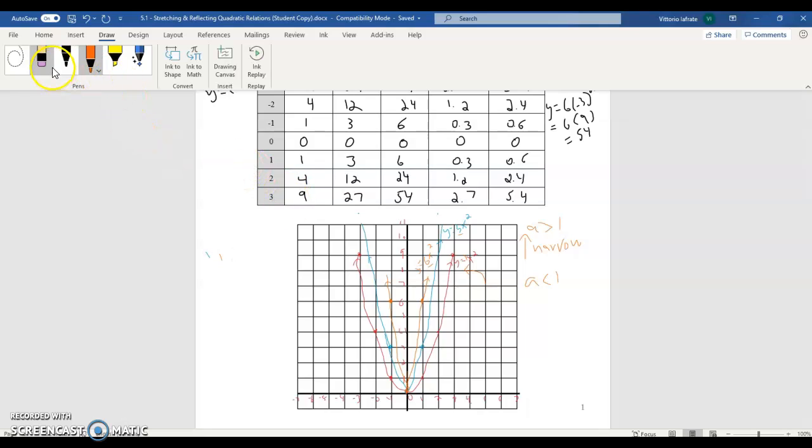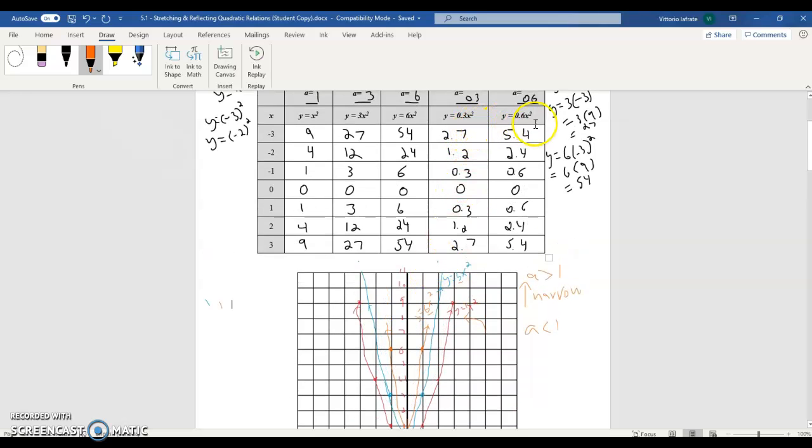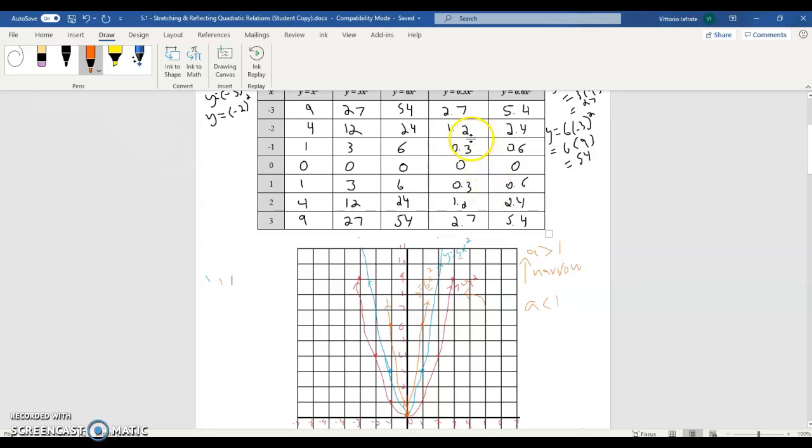This is lesson 5.1 part 2. What we're going to do now is leave our y is equal to x squared plotted here, but erase the 3x squared and 6x squared and plot the 0.3x squared and 0.6x squared, and see what the effect is of an a less than 1 on the y is equal to x squared function. So let's just erase these ones here first.